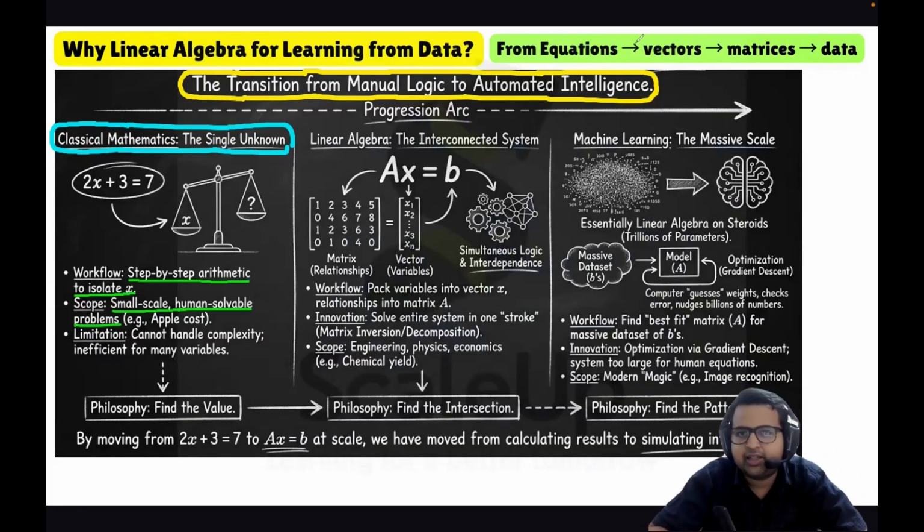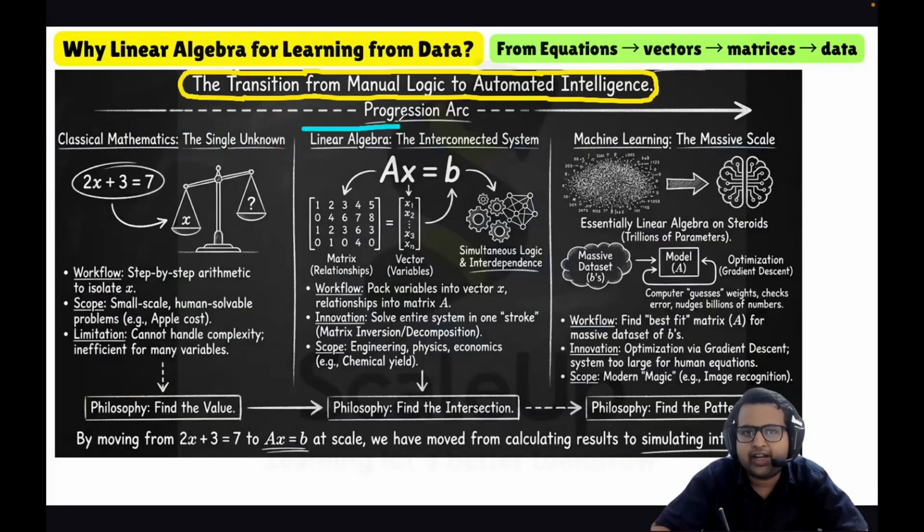Now the limitation is it cannot handle complexity. If you have 50 variables affecting a single outcome, writing 50 separate equations is inefficient and brittle. So, if we talk about the classical mathematics mindset, the philosophy is to find the value.